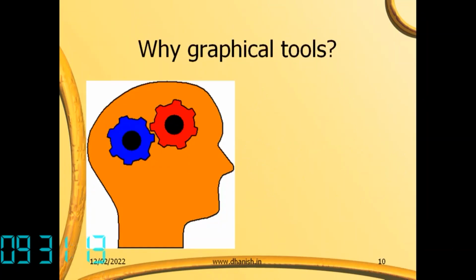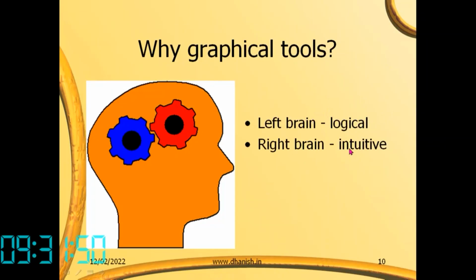And we also have some graphical tools. Why graphical tools? Anyway, this is one explanation. I'm not very sure how correct this is. Generally our brain has 2 halves. The left brain deals with the logical operations, and usually for right-handed people, the left brain controls the right hand and the right brain controls the left hand. The left brain deals with logical decision making, whereas the right brain deals with intuitive decision making.